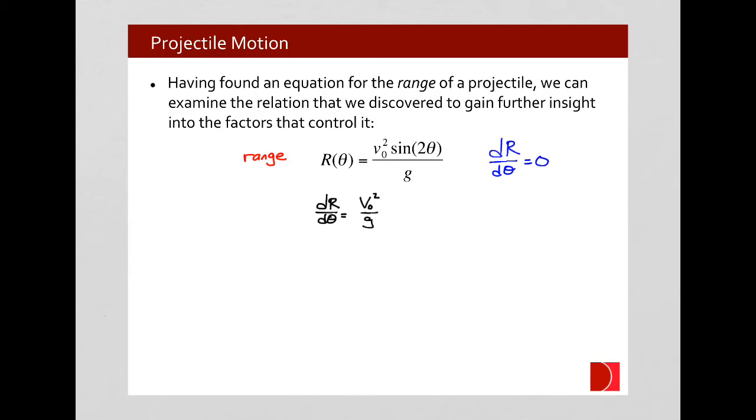v naught and g are both constants. Here the derivative of sine will give us a cosine times the derivative of what's inside. The derivative of 2 theta would be a factor of 2. And for this to be a maximum range, our derivative has to equal 0, which tells us that we either have a maximum, and thus we have a horizontal tangent line, or we have a minimum, and we have a horizontal tangent line. Now, looking at these terms, none of these terms are 0. These are fixed values, and 2 is not equal to 0. So if this whole term is going to equal 0, that tells us that cosine of 2 theta has to equal 0.